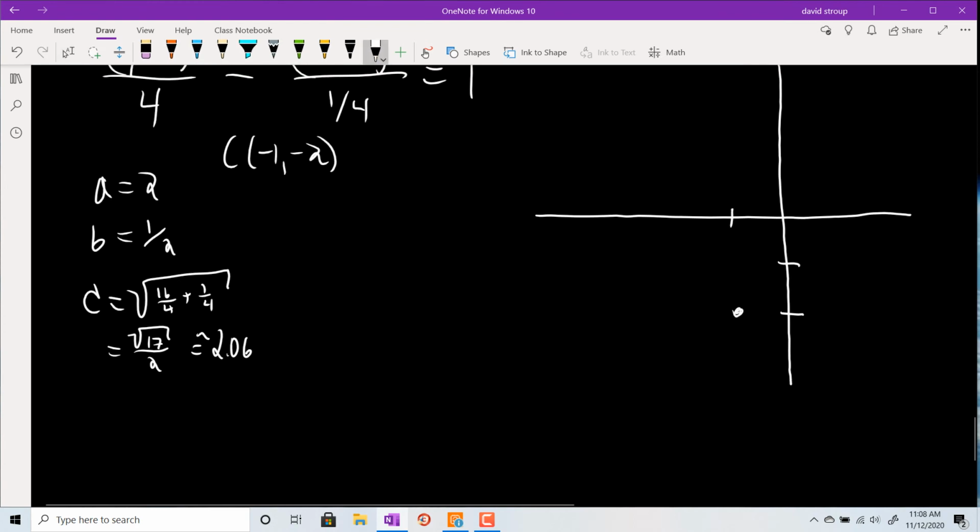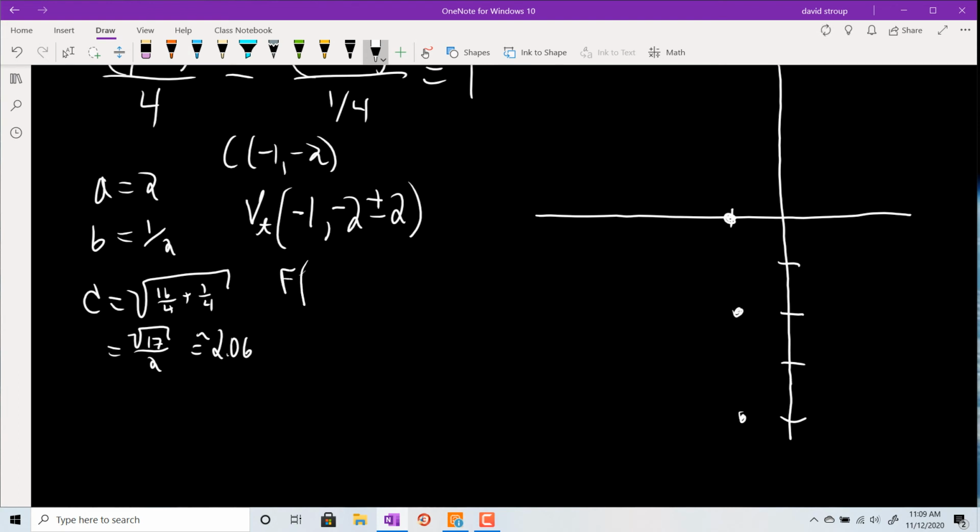What else? The vertices then on the transversal will be at -1. We have to move up and down to get to those, right? So it'll be plus or minus 2. So you go up 1, 2, down 1, 2. The foci, same sort of game. You have to move up and down. So -2 plus or minus root 17 all over 2, about 2.06. And then for the vertices on the conjugate axis, you're moving left and right by 1/2.